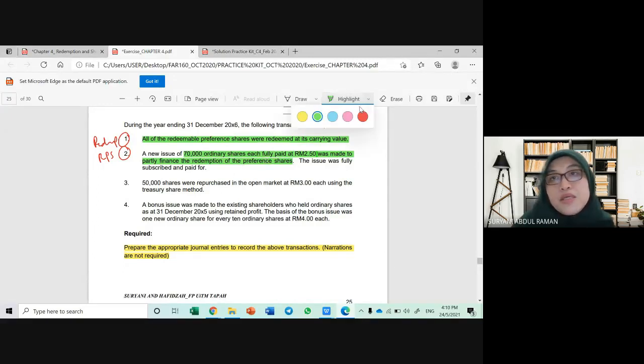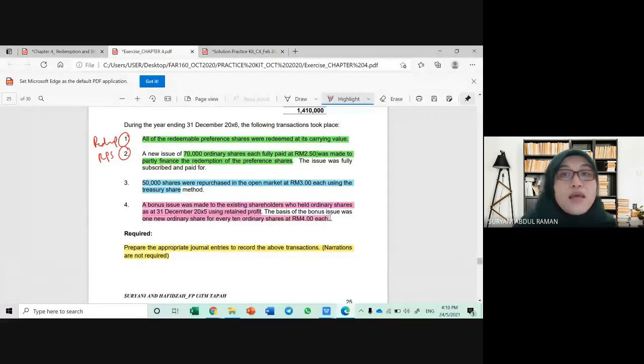Number three is about the purchase of own shares, where 50,000 shares were repurchased in the open market using the treasury shares method. So that is the second transaction. And the last one is about bonus shares, where you give to your existing shareholders using the retained profit, and the basis of the bonus issue was one new share for every 10 shares held at 4 ringgit each. So class, actually there are three transactions. This is what we call share buyback using the treasury shares method, and this one is the bonus issue.